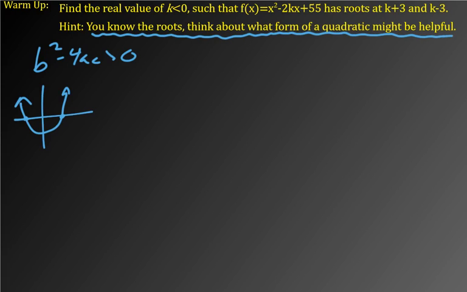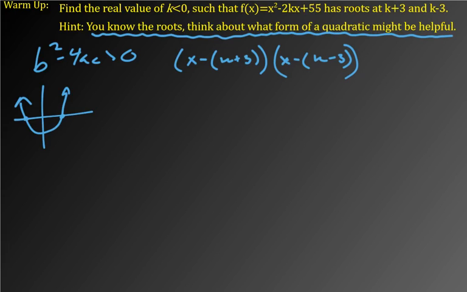If you know the roots, this last hint says to think about what form of a quadratic might be helpful. So really, it would be much more helpful to use the factored form here. If you know the roots are k plus 3, then you're going to have x minus (k plus 3) as one factor. And then if you have k minus 3 as another root, you're going to have x minus (k minus 3) as another factor.